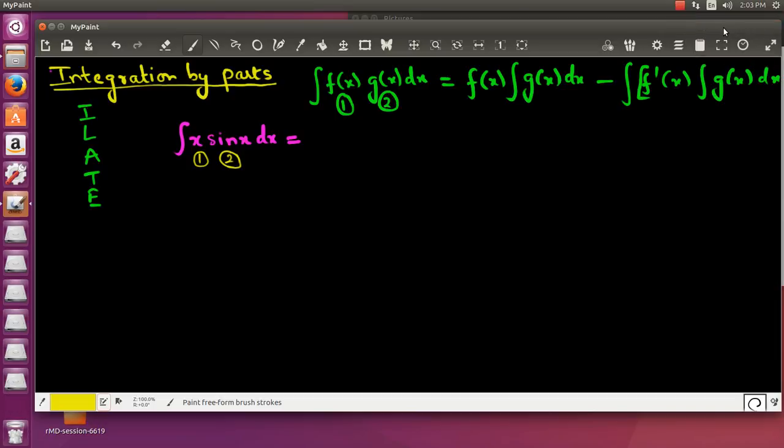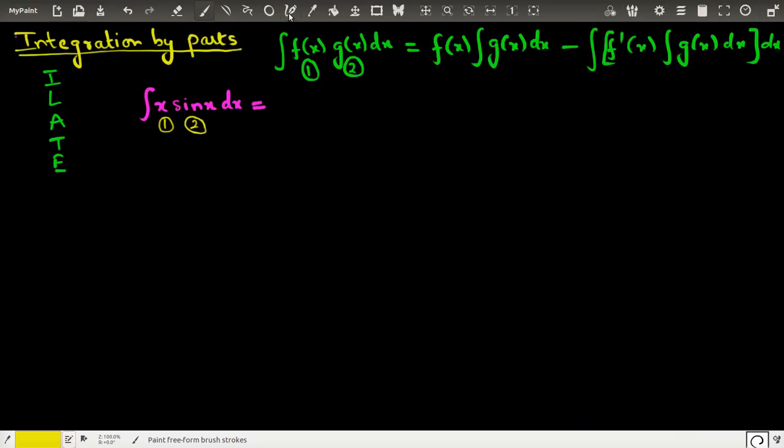Hello friends, this is another video in which we discuss a short trick as to how we perform integration by parts. Now the formula, as you know: the integrand consists of multiplication of two types of functions. The functions can be inverse, logarithmic, algebraic, trigonometric and exponential. This order of priority is something which you should remember.